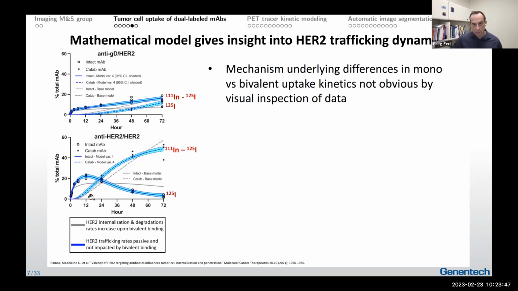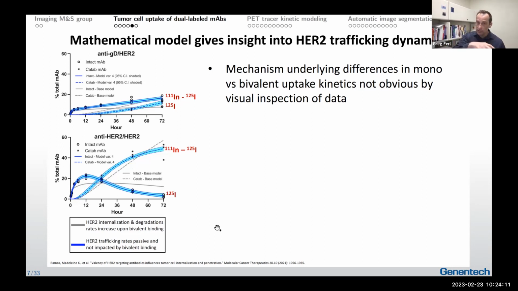And then you get more internalization, more degradation, as reflected by the difference between the indium and iodine signals. Remember, indium gives you cell surface bound plus catabolized. Iodine is just cell surface bound. So you subtract the two and you get the amount of catabolized antibody. So you can't really say confidently just by visual inspection that this is all due to differences in affinity.